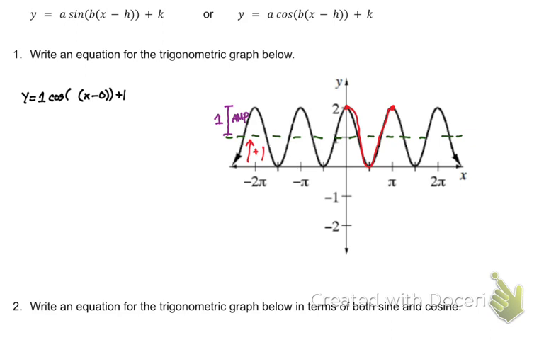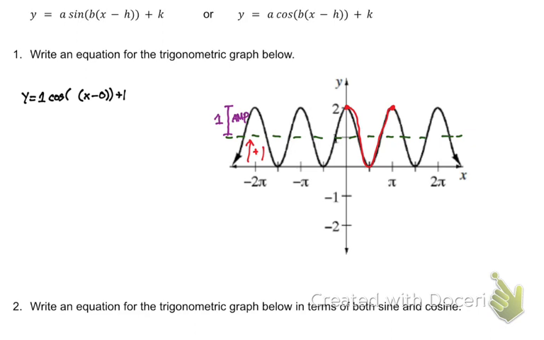The hardest one to get is your B value. The B value has to do with the period. I'm going to show you 2 ways to come up with it. One way works in certain situations. The other one will work in all situations. The first one is you got to count how many cycles it takes to get to 2 pi.